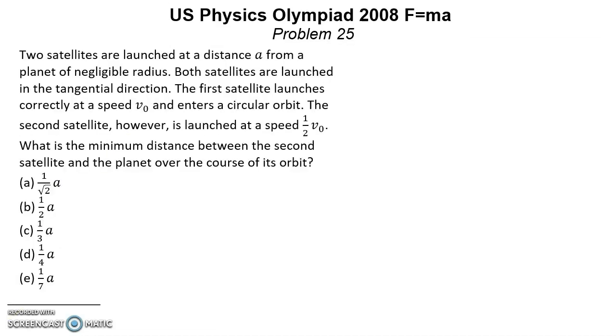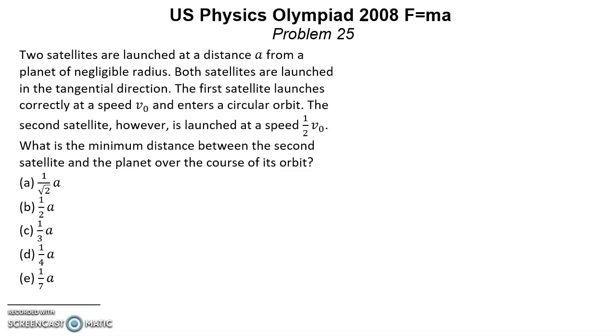Problem number 25. Two satellites are launched at a distance a from a planet of negligible radius. Both satellites are launched in the tangential direction. The first satellite launches correctly at speed v0 and enters a circular orbit. The second satellite, however, is launched at a speed of 1/2 v0. What is the minimum distance between the second satellite and the planet over the course of its orbit?